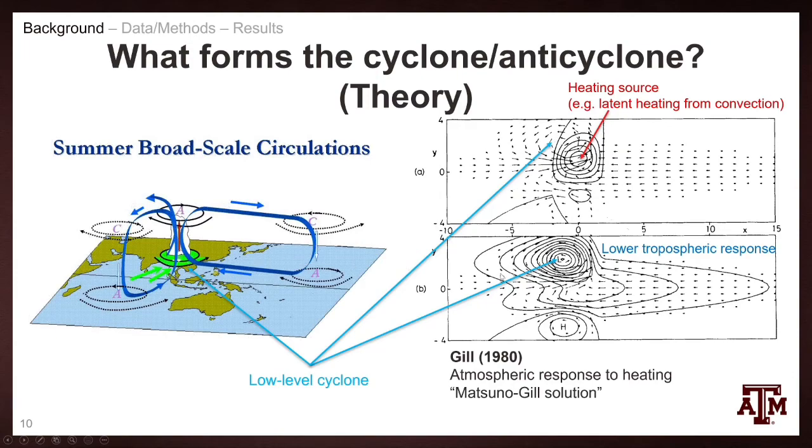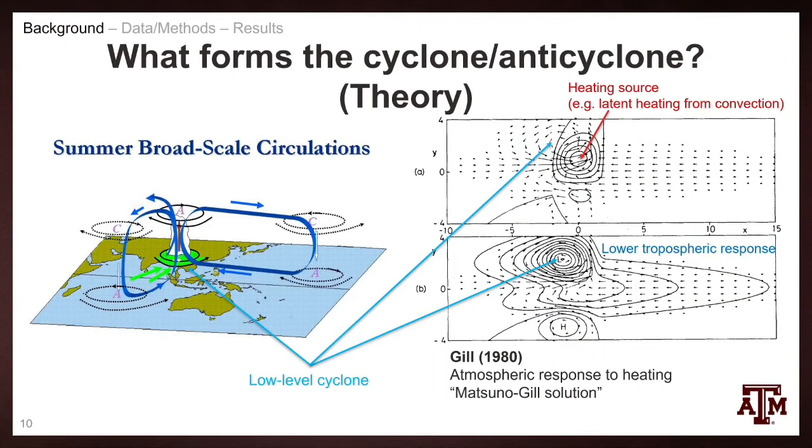And then in the upper troposphere, the solution is the opposite sign. So instead of a low pressure anomaly, you have a high pressure anomaly causing the anticyclone. So this is the theory behind how these monsoonal precipitation is forming the cyclone and anticyclone pair.